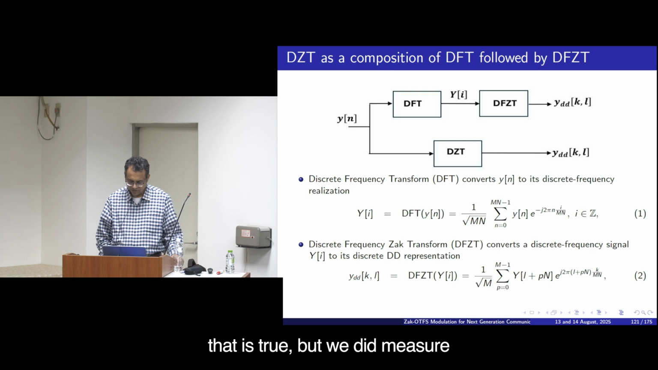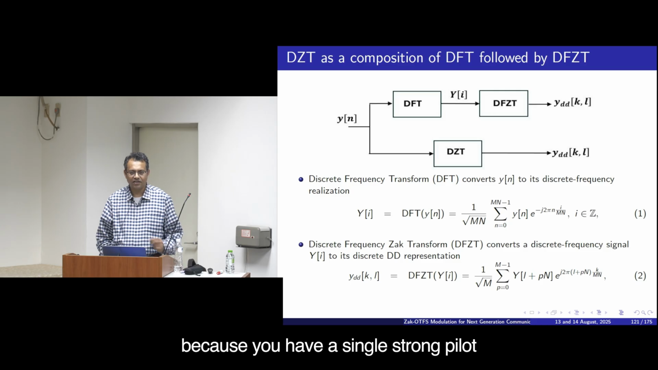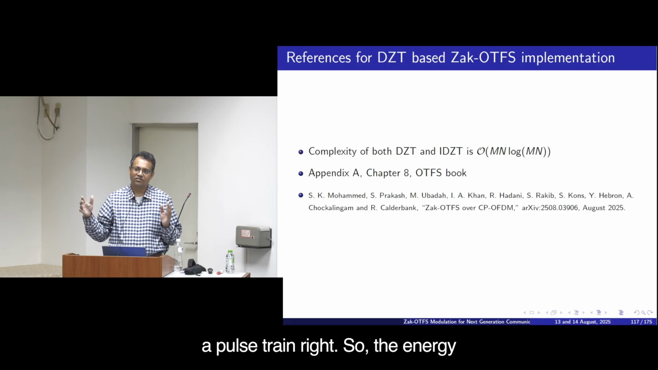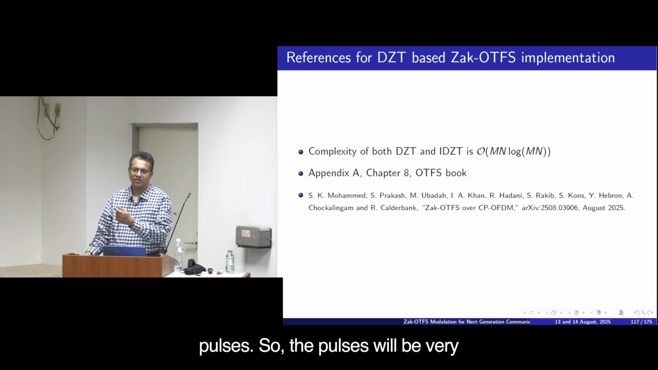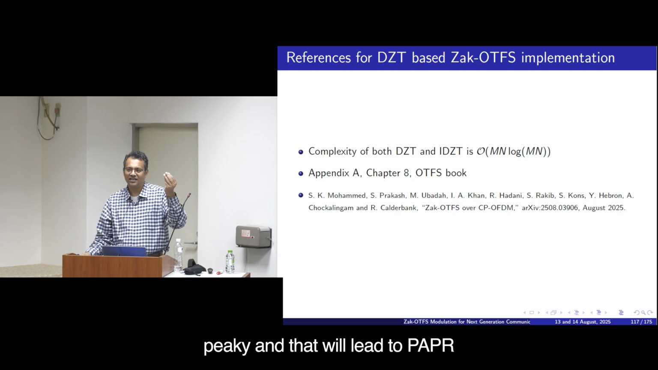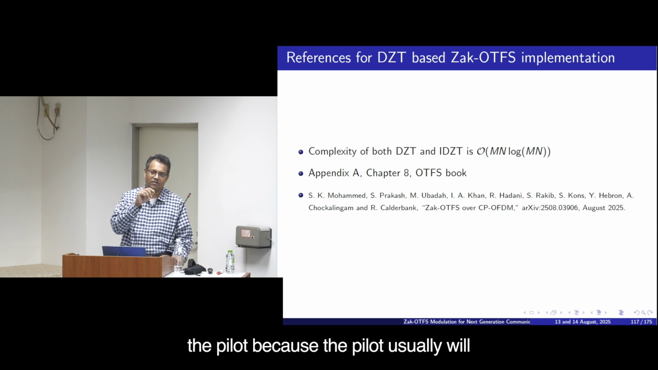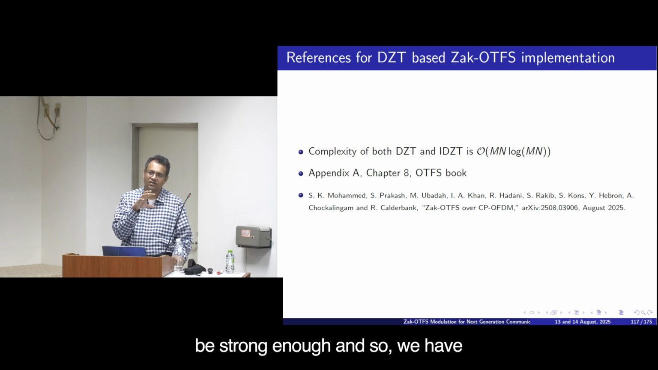That is true. But we did measure the PAPR and it's almost the same like OFDM. There's not much difference. But I think the main problem with the PAPR is because of the pilot. Because you have a single strong pilot, right? And the pulse-on is nothing but a pulse train, right? So the energy of the signal is concentrated in the pulses. So the pulses will be very peaky, and that will lead to PAPR, right? So that's the problem with the pilot, because the pilot usually will be strong enough.